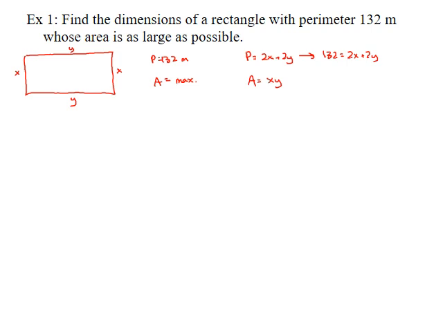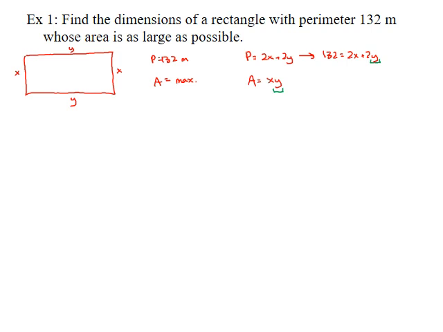Since we are trying to maximize the area, I need to take the derivative of A, but I don't have any rates of change, so we're not going to do related rates here. Instead, we have to do a substitution technique. I need to get rid of this y in the area formula. The easiest way to do that is to solve for this y in the perimeter formula.